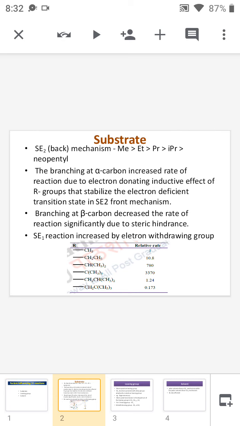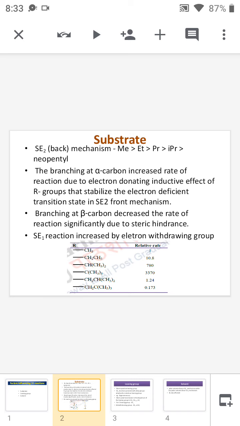You know that the electrophilic substitution reaction can be classified into three different categories: SE1, SE2, both front and back, then SEi. The SE1 reaction undergoes through an intermediate carbanion. The SE2 reaction undergoes through a transition state. And for the SEi reaction, the leaving group assists the electrophilic substitution reaction.